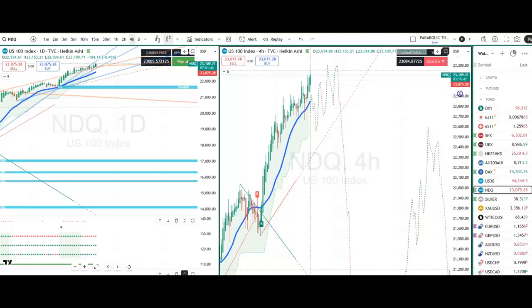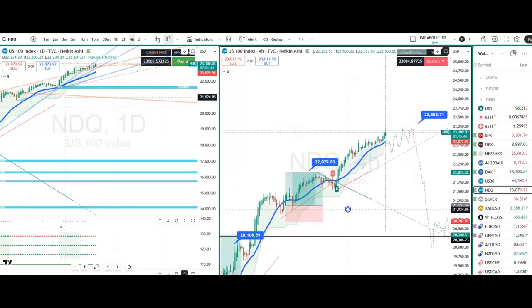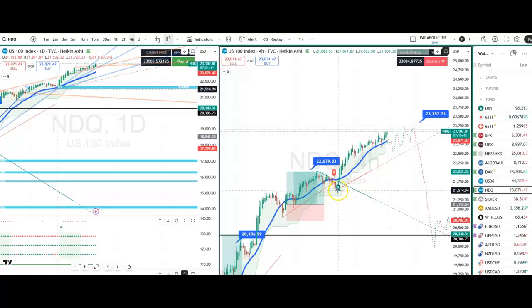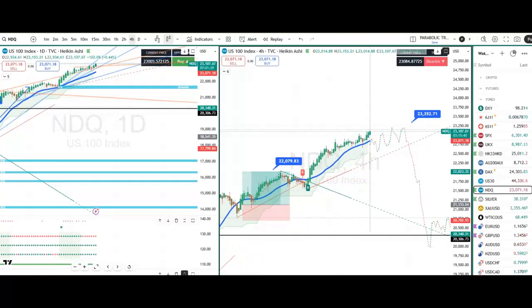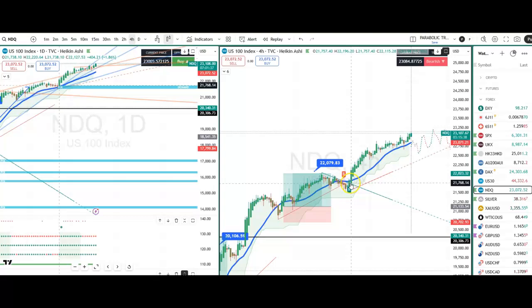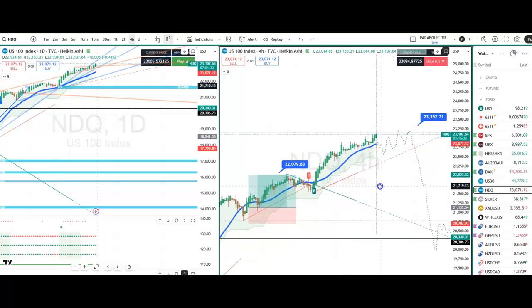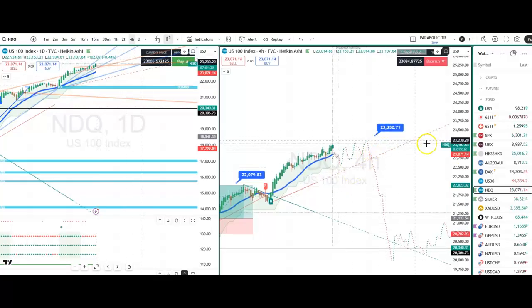Nasdaq looks strong, doesn't it? I mentioned this last week. We had a break here. See this big fat beautiful B? That's your opportunity to get into 21,768. Beautiful move heading for 23,352.